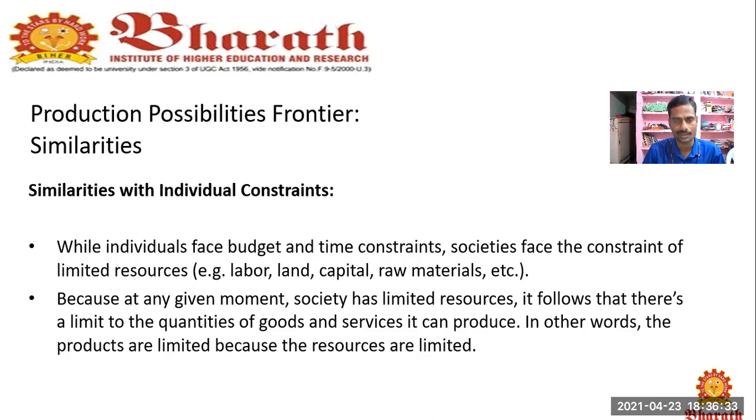Now, we can see that there is a shortage of oxygen cylinders. We have not heard this earlier. It is difficult to produce more. In other words, the products are limited because the resources are limited. So to produce more oxygen cylinders, we need some raw materials. Raw materials might be scarce. So it is somewhat difficult to produce more.